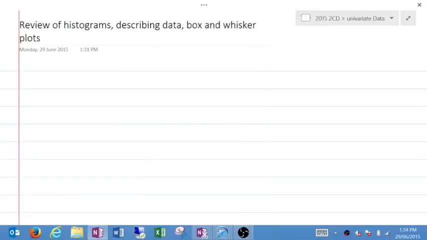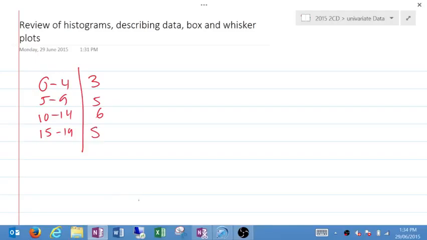We're going to look at these questions which I've put up here. So I'm just going to rewrite a couple of them because I'm going to have to erase it again. So we looked at this data, which is 0 to 4, 3, 5 to 9, 5, 10 to 14, 6, 15 to 19, and 8. Now, this data is like grouped data, yeah?